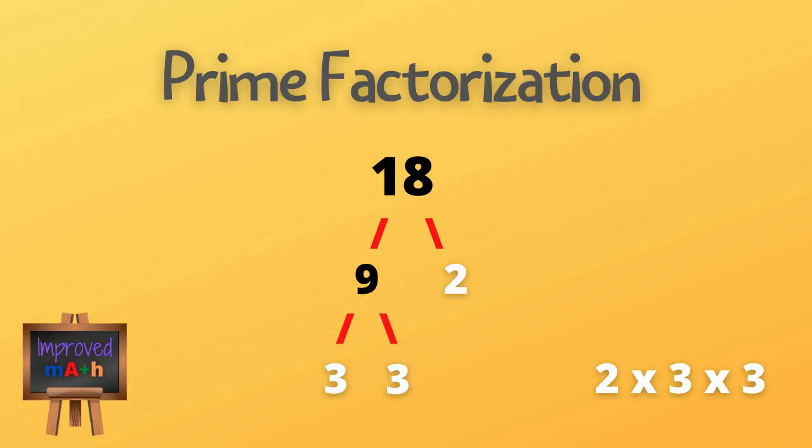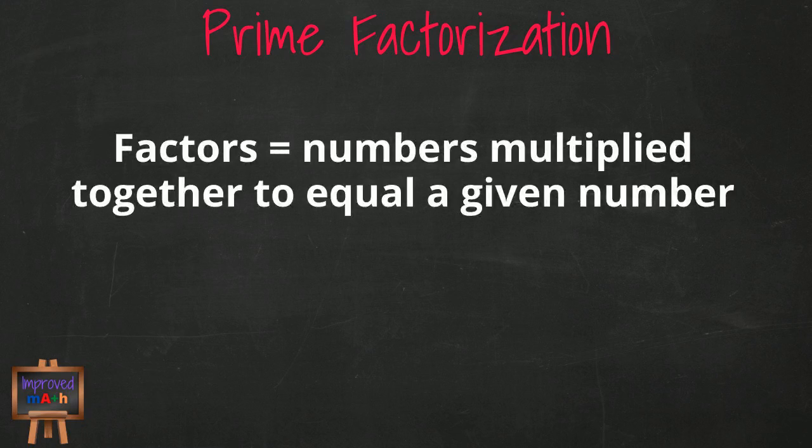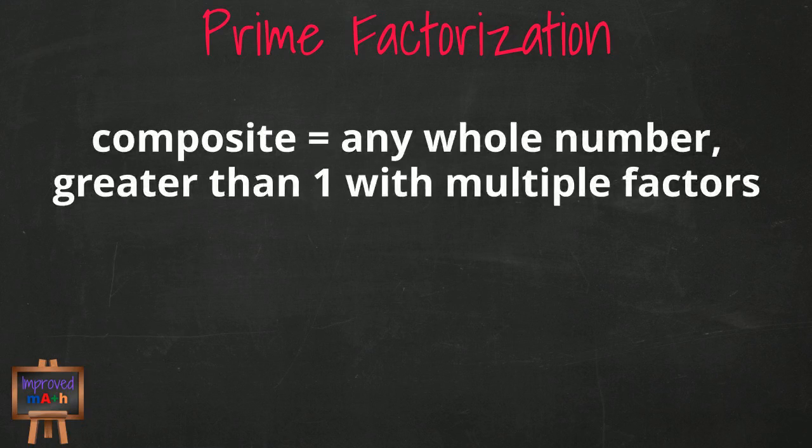So last time, we went over the difference between prime and composite numbers. If you remember, a prime number is any whole number that is greater than 1 that has only 2 factors, and those factors are 1 and itself. Factors are just the numbers that are multiplied together to equal a given number. A composite number is any number greater than 1 that has multiple factors.